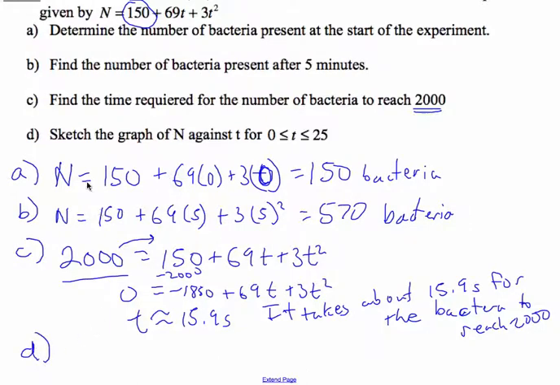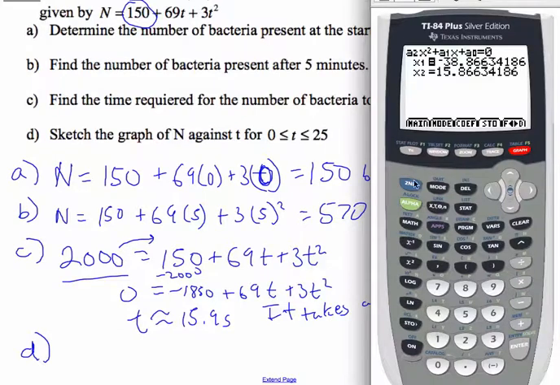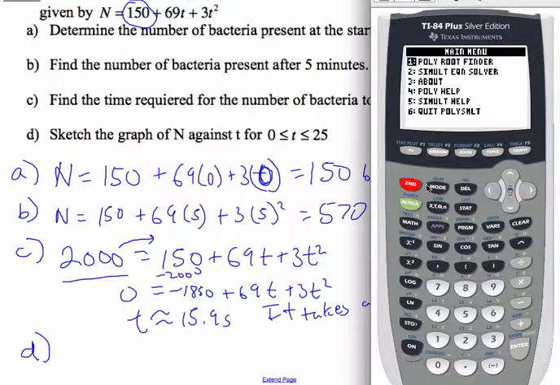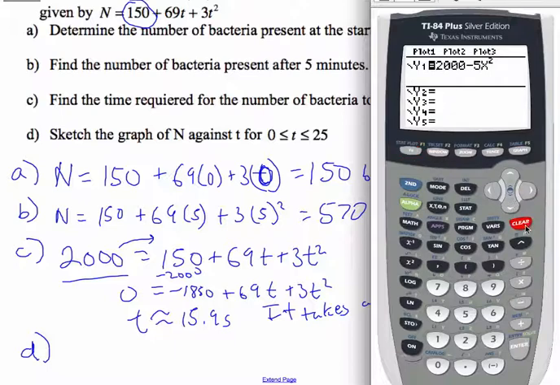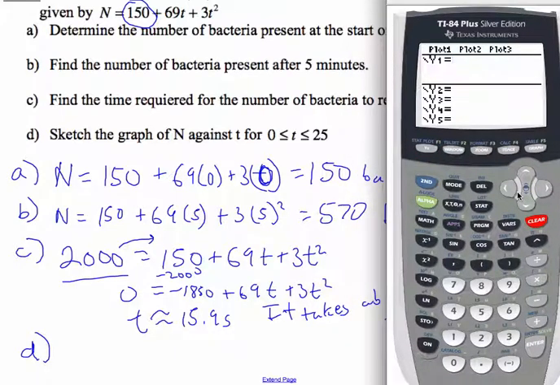Okay, part D, sketch the graph of N versus t for 0 is less than or equal to t is less than or equal to 25. So we're going to do that on the graphing calculator. Let's type in the function first under y equals. So under y equals, I'm going to type in the equation here. So we have 3t squared, so 3x squared is what I'm going to use, plus 69t plus 150.